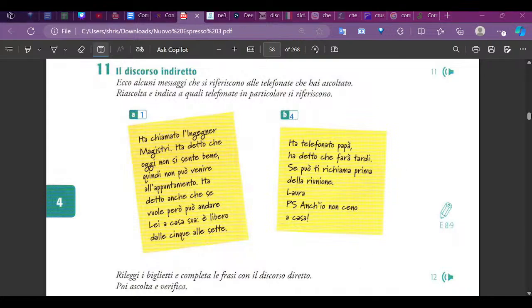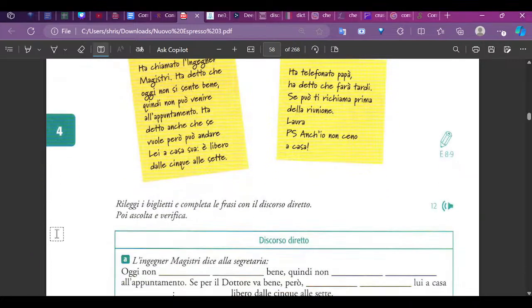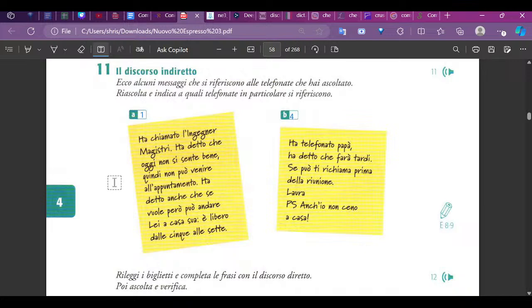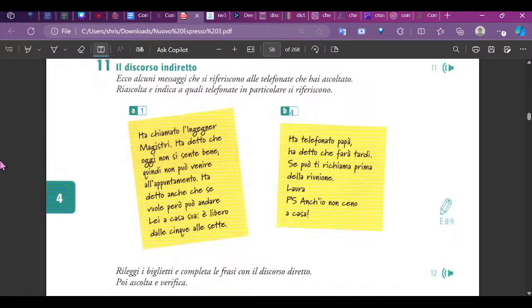Lezione 4. Rileggi i biglietti e completa le frasi con un discorso diretto. Okay, so here we have indirect. Ha chiamato, ha detto che oggi non si sente bene, quindi non può venire all'appuntamento. Ha detto che se vuole però può andare lì a casa. È libero. Ok, ha telefonato. Ha detto che farà tardi.